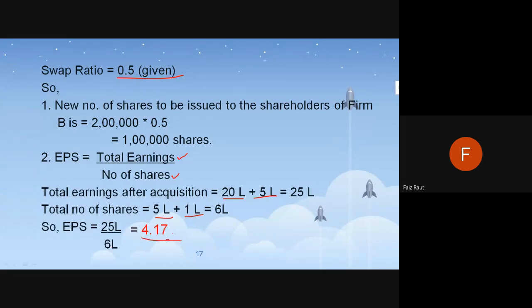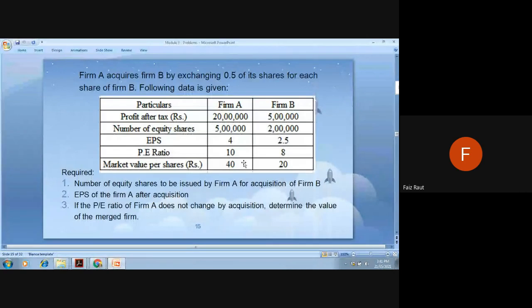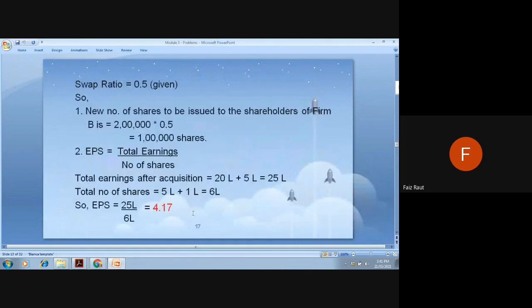Okay. If you observe here, the EPS has increased. Firm A's EPS was 4 initially. Now the EPS has increased by 0.17. Okay, now we have got the new EPS.